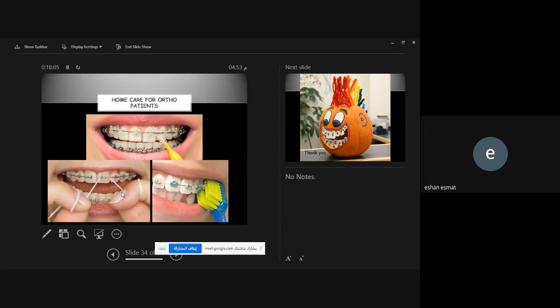Also, home care for ortho patients. From the beginning we give them information and instructions. You must brush your teeth very well. You must brush your teeth after each meal. You must rinse your mouth after drinking juice or anything else. Never drink acidic drinks, and no chocolate, no chips, no other hard or sticky food. You must use two types of brush: one is an interdental brush, and the other is an orthodontic brush. It's like normal brushing, but there is a difference here. This is special for ortho.